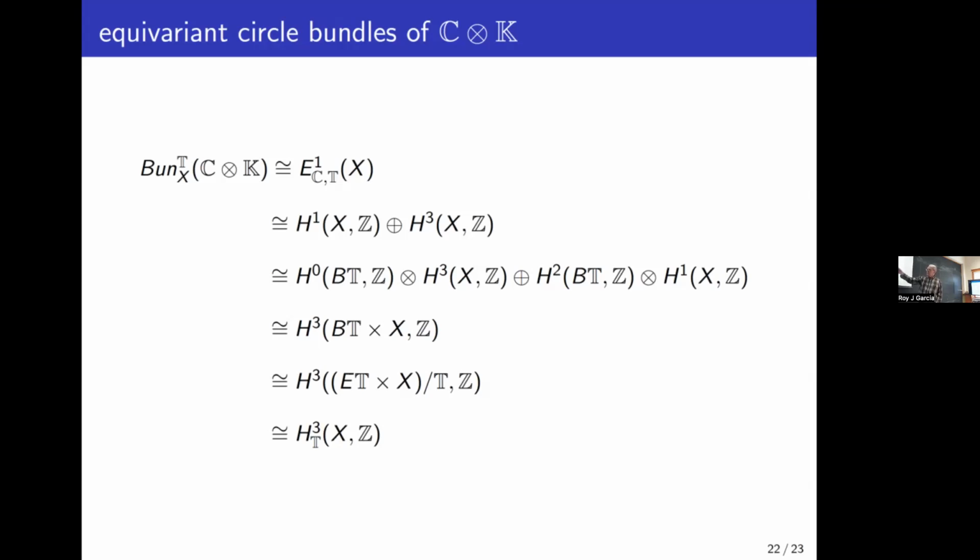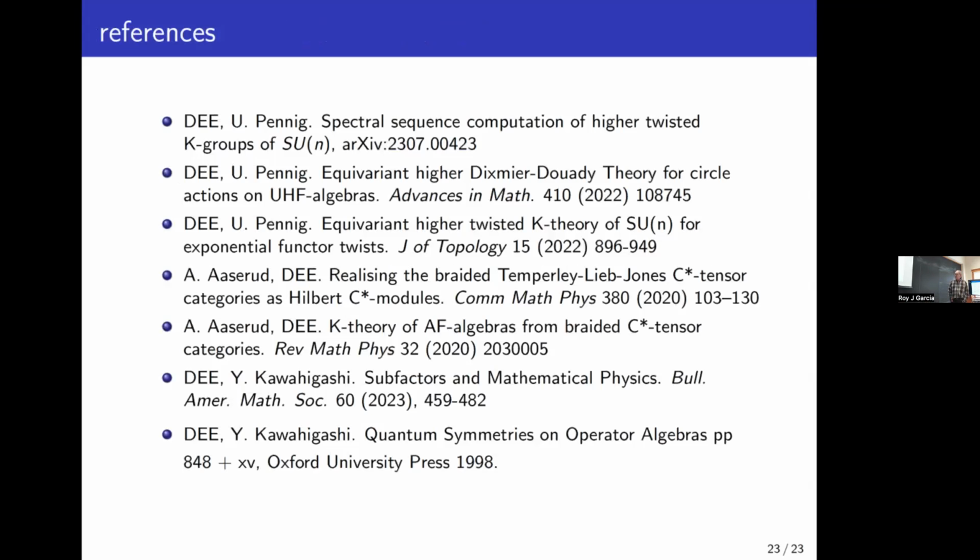So there's still something to understand in the higher cases here, beyond the C tensor K, as something more like equivariant Dixmier-Douady. Okay, so I think I'll stop there. Okay, thank you very much.